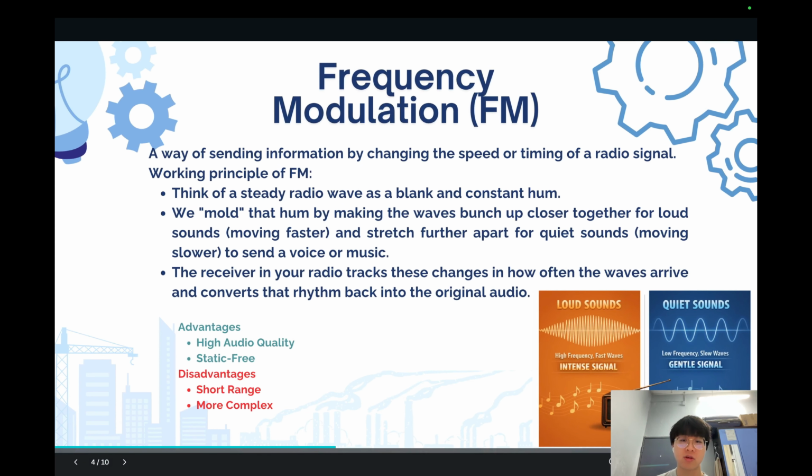Okay, so let's talk about frequency modulation, or FM, a method of encoding information onto a radio wave. Unlike simply making a signal louder or quieter, FM works by changing the signal's frequency, essentially the speed at which the wave vibrates. So let's look at the core idea.